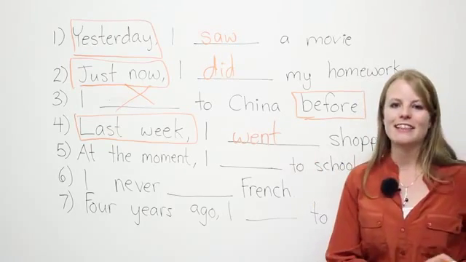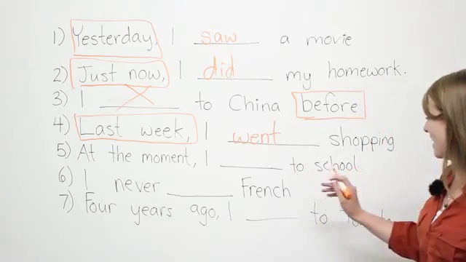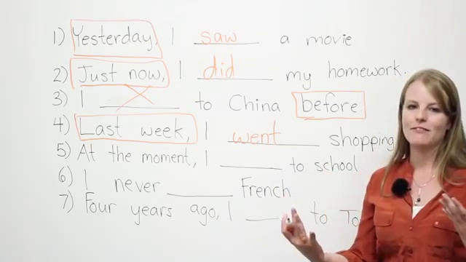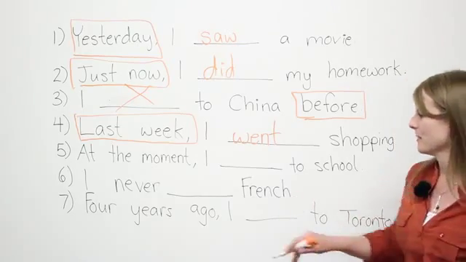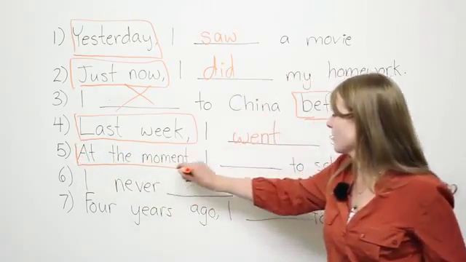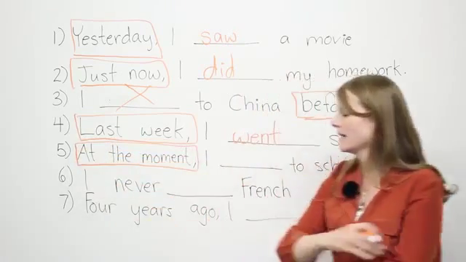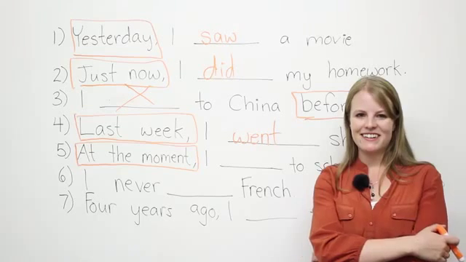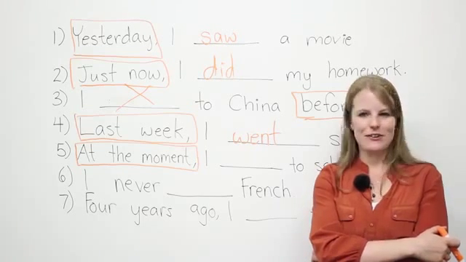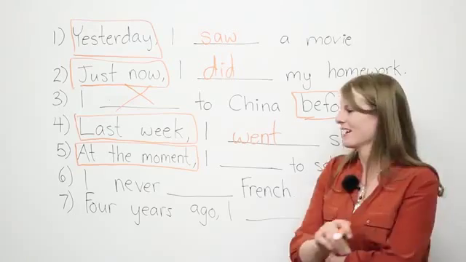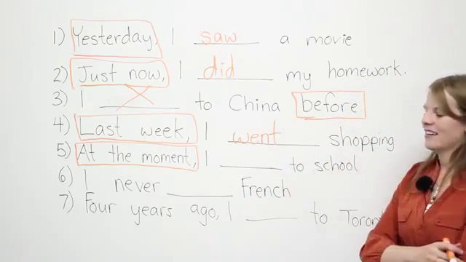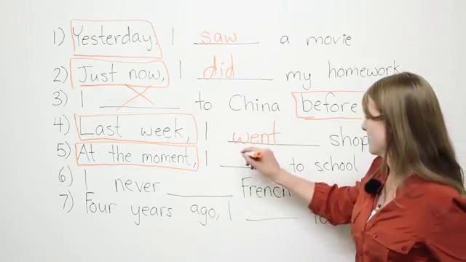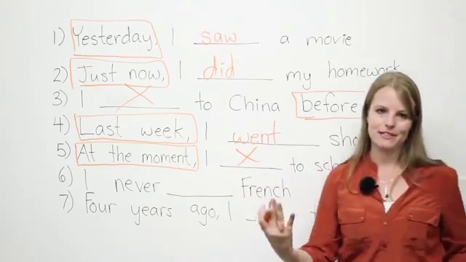Number 5, at the moment. I to school. So we could have different verbs for this, but this is our clue. At the moment. Was this on the list before? At the moment? If you think, no, it wasn't on the list, you are correct. At the moment, I went to school? No. At the moment, I go to school. So this is not simple past.